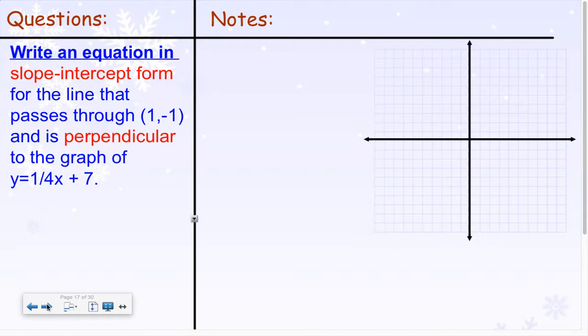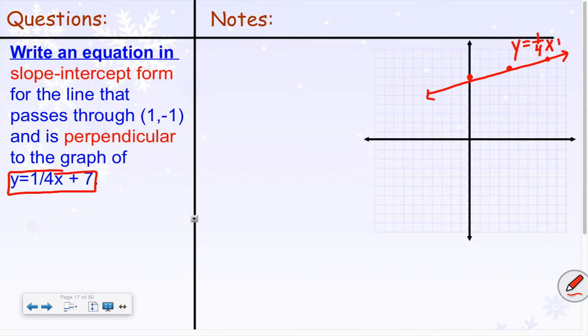Write an equation in slope-intercept form for the line that passes through (1, -1) and is perpendicular to the graph of y equals 1/4 x plus 7. So the first thing I'm going to do is graph this equation, y equals 1/4 x plus 7. Rise 1, run 4. All right, so my equation is y equals 1/4 x plus 7.